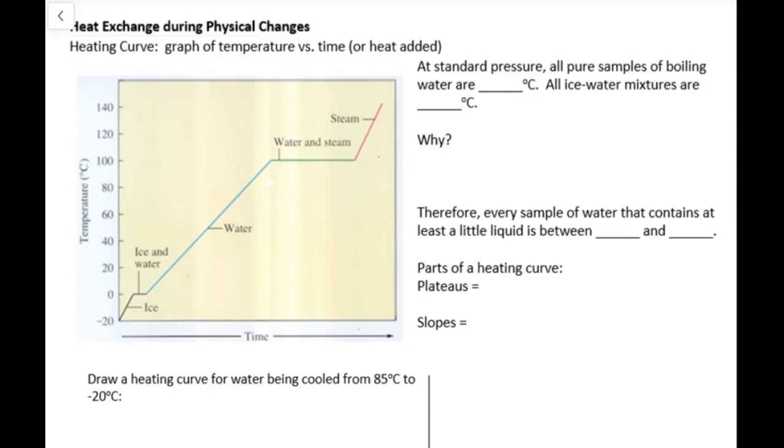Last time we talked about how heat is transferred between a hot object and a cold object, and we said that anytime there's a temperature change, you can measure how much heat is required to do that using the specific heat equation, Q equals C times M times delta T.